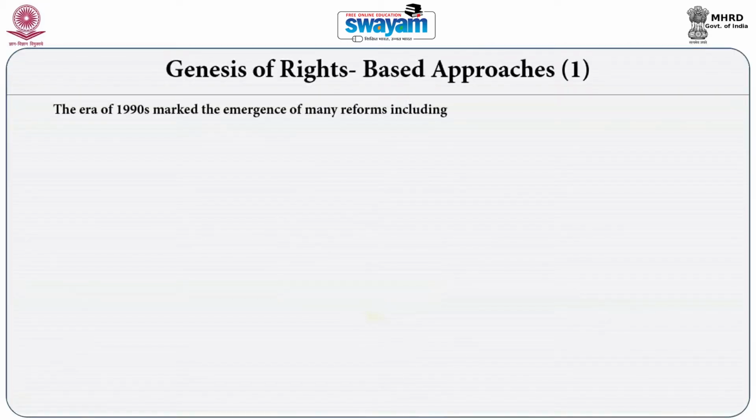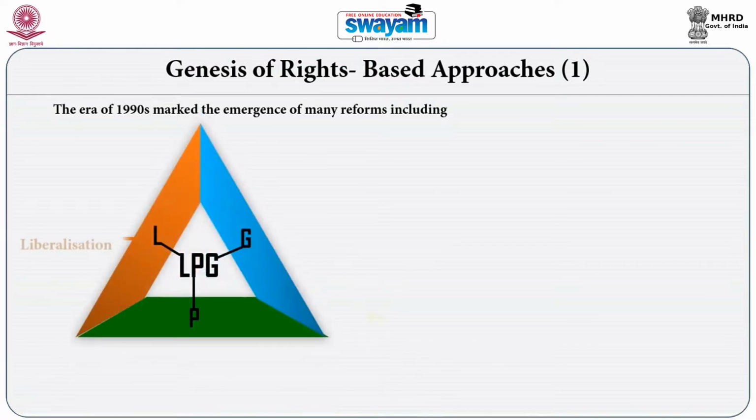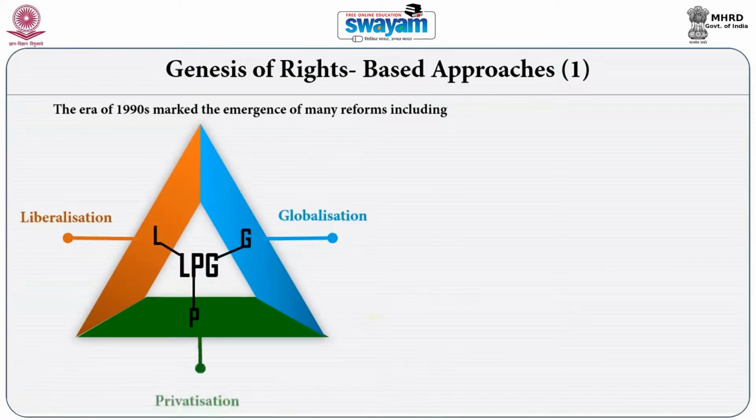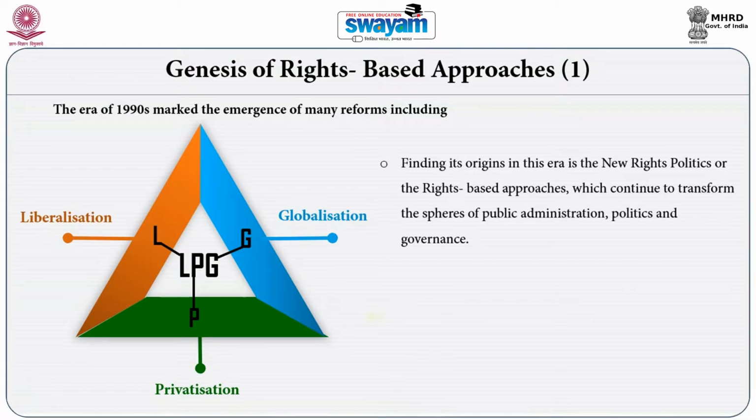The 1990s marked the emergence of many reforms, particularly in India, the structural adjustment program, the liberalization, privatization, globalization policies that we have adopted for making a shift in the approach to development. Finding its origins in this era is what is called new rights politics, or the rights-based approaches, which continue to transform the spheres of politics, public administration and governance.